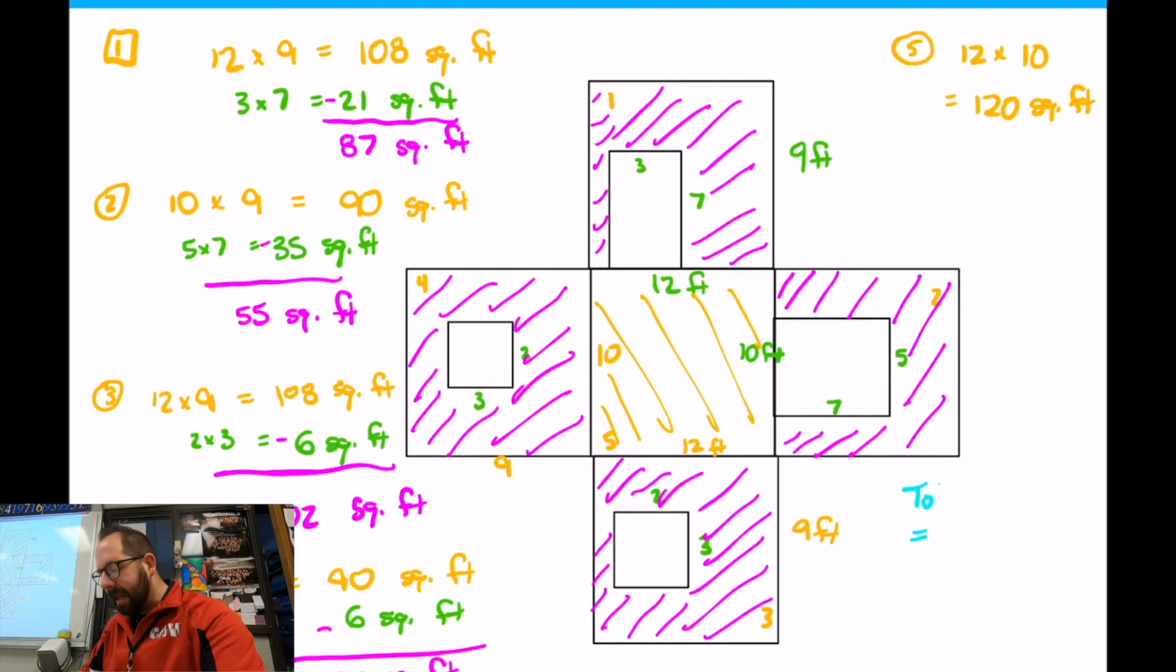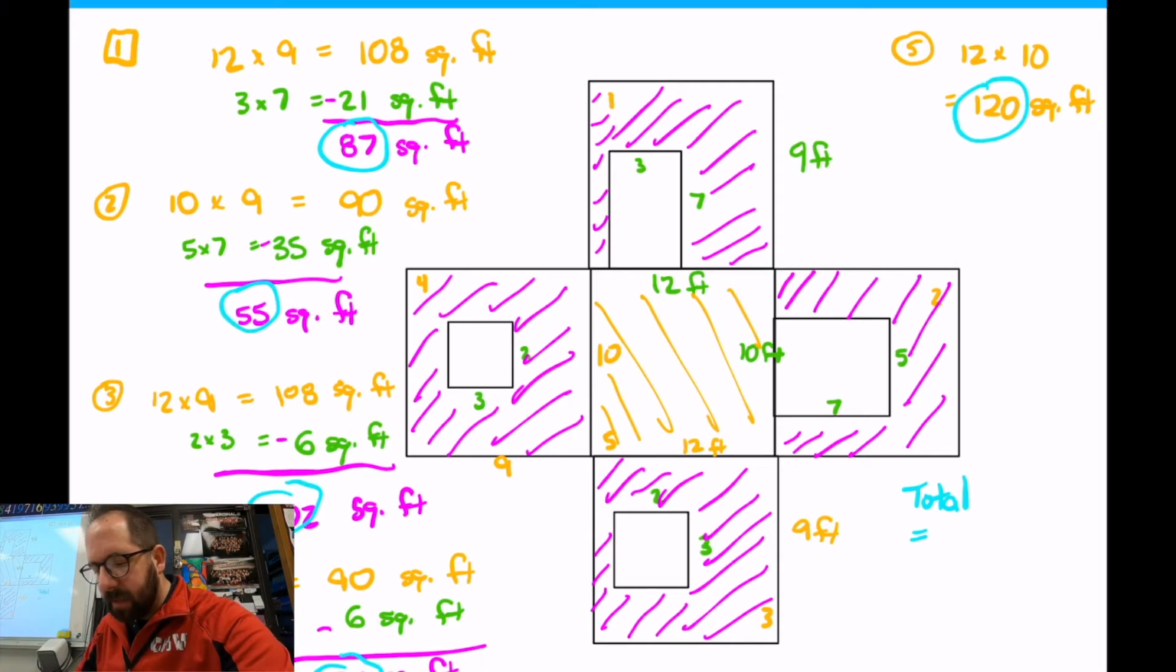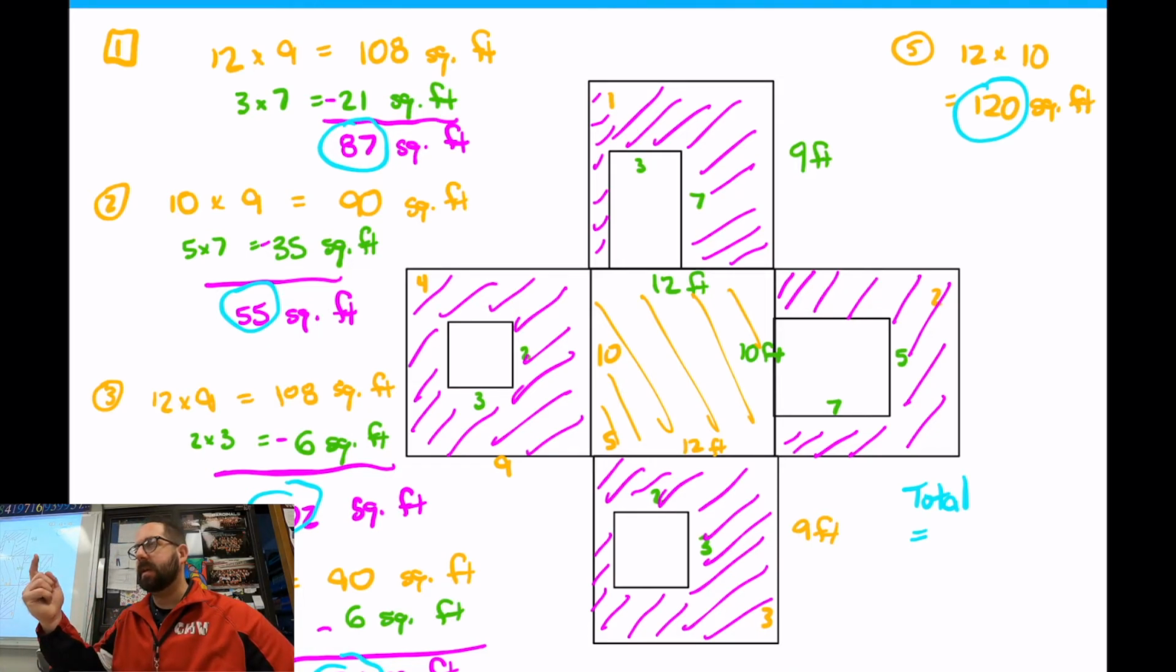All right, now the final number, the final total. I'm going to be adding up the final number. So I'm going to circle these. So my total for painting is going to be the 87, the 55, the 102, the 84, and the 120. We're going to add those all up. That's all 4 walls and the ceiling.